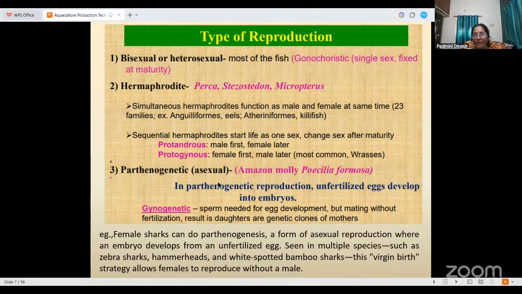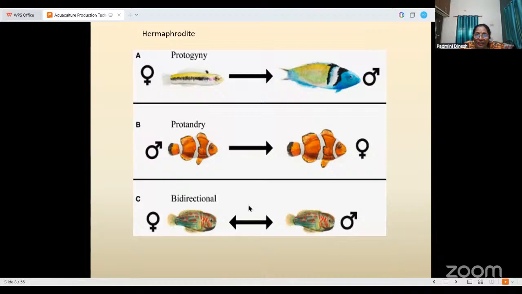So what is happening over here? The development into young ones without fertilization is called parthenogenesis, or asexual reproduction. The example over here is that a female shark can undergo parthenogenesis, a form of asexual reproduction where the embryo develops from an unfertilized egg. This is seen mostly in zebra sharks, hammerhead sharks, and white-spotted bamboo sharks, that is, virgin birth is seen in this parthenogenesis. So that is the type of reproduction over here.